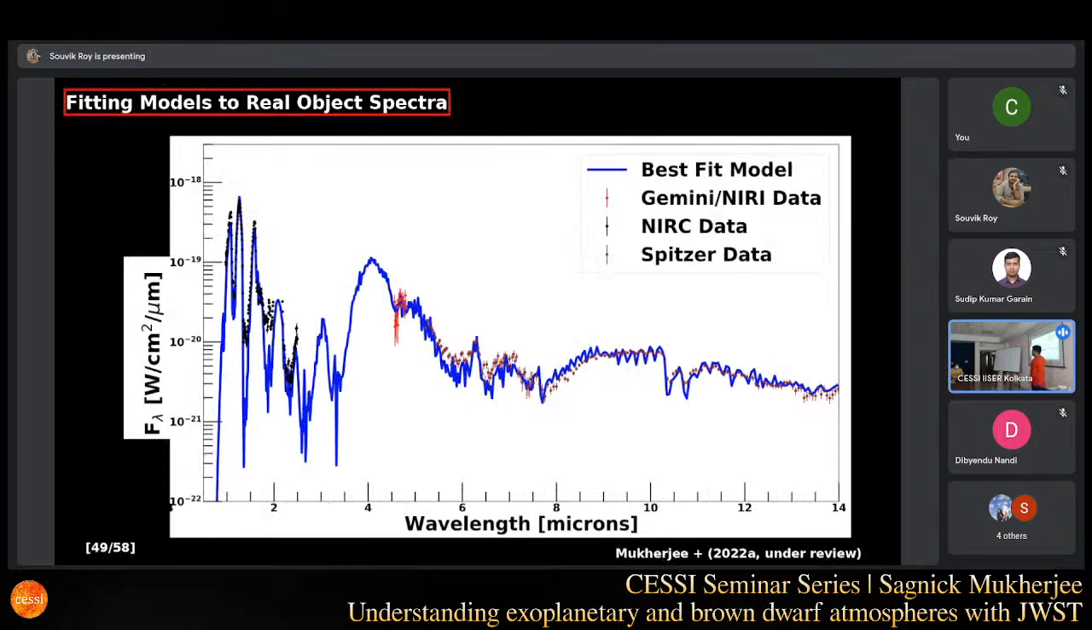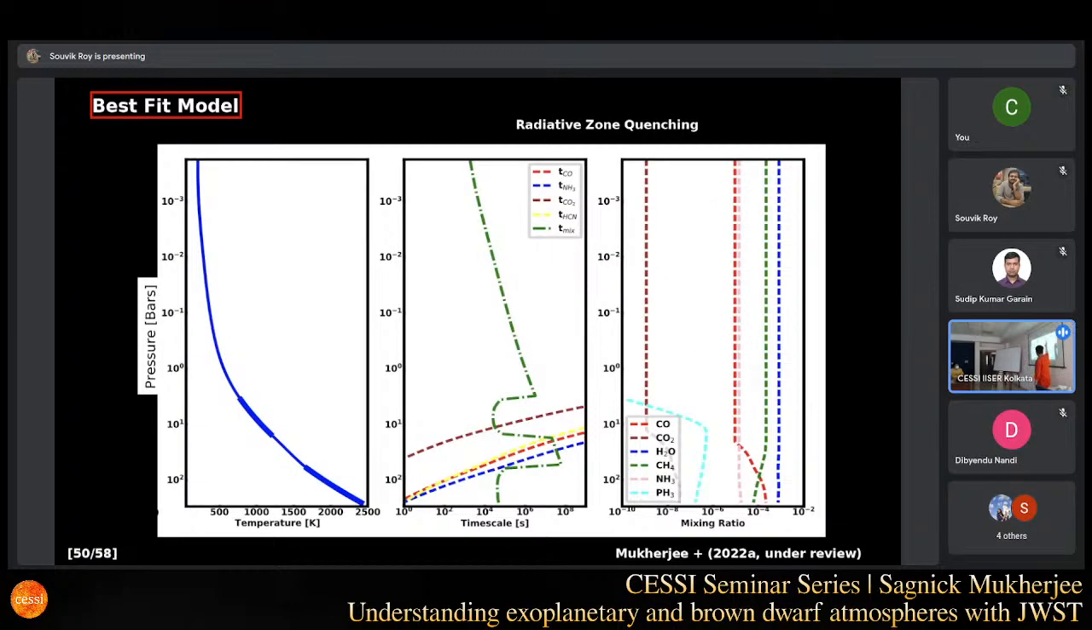We applied our model to some Keck, Gemini, Spitzer data and tried to measure the KZZ of those brown dwarfs for which Miles et al. had done previously. For example, in this case, this is the best fit model to the data, and these are the best fit model physics: the temperature structure, the chemistry, the time scales. And you can see that you get a radiative zone quenching here, which means that we have measured the KZZ of this object in the radiative zone.